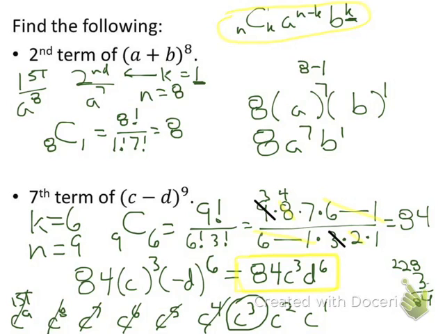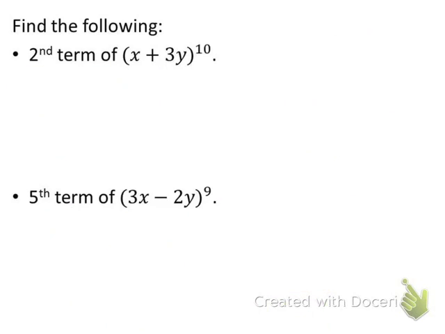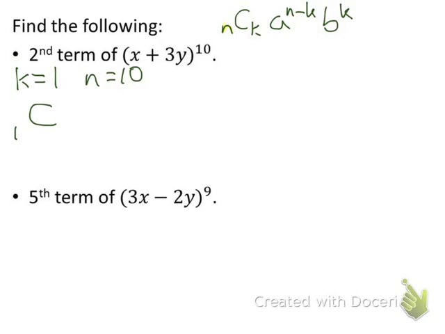Okay, so let's keep going. Now it's the second term of x plus 3y to the 10th. So we said earlier our combination of n, pick k, a to the n minus k, b to the k. Now, how do we find k? Well, it's 1 less than our term. So k is 1. N is our exponent, 10. So combination of 10, pick 1, give me 10 factorial over 1 factorial, 9 factorial, which comes out to be 10.